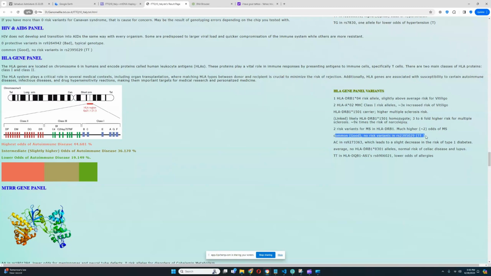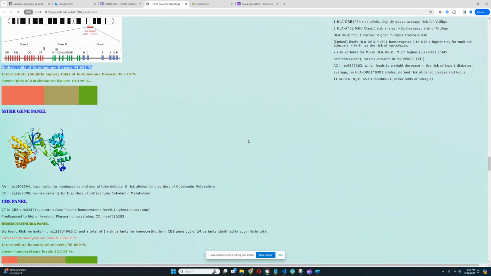This contributed to the score in a positive way, but there is also this, which leads to higher odds of type 1 diabetes. And there is also this, which leads to lower odds of allergies. This actually contributed to the score in a positive way as well. But overall, this is a very negative score. And this is something I'm probably going to put in the thumbnail, actually. So this individual is very much predisposed to various autoimmune conditions based on what we see here on the HLA gene panel.